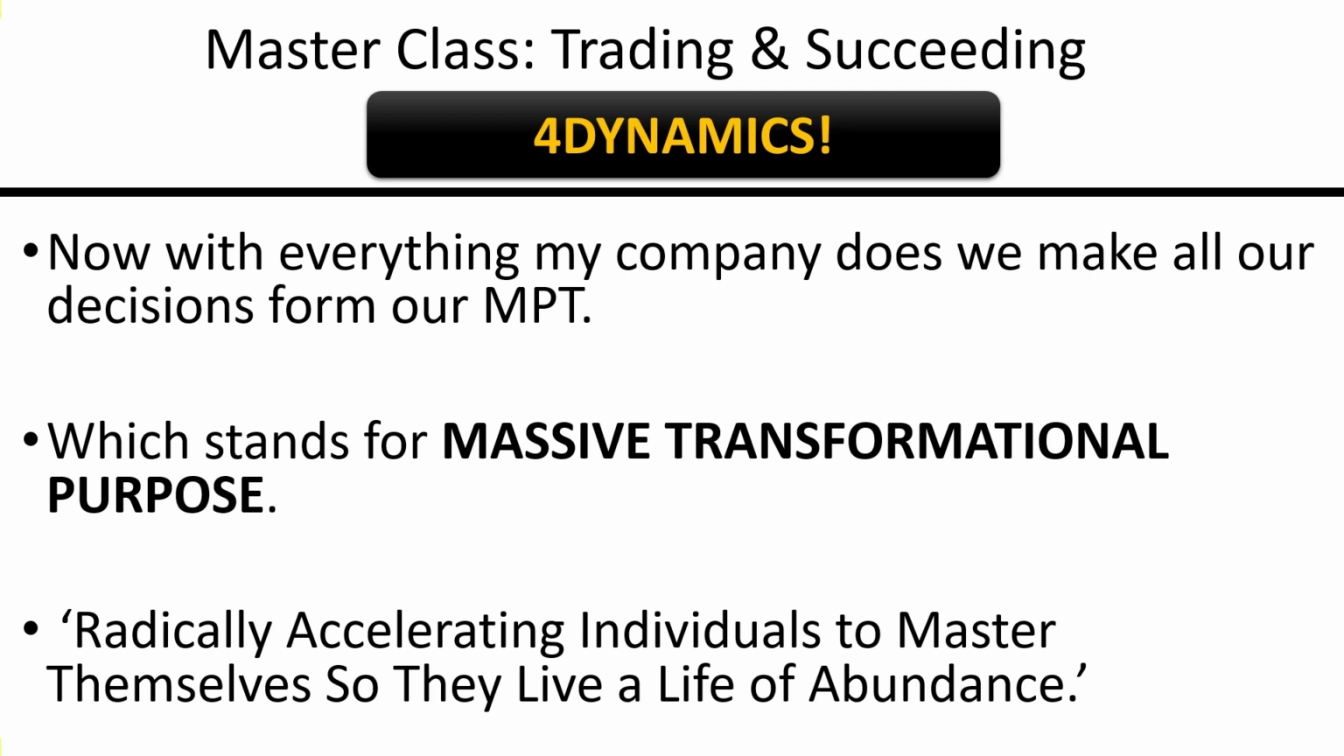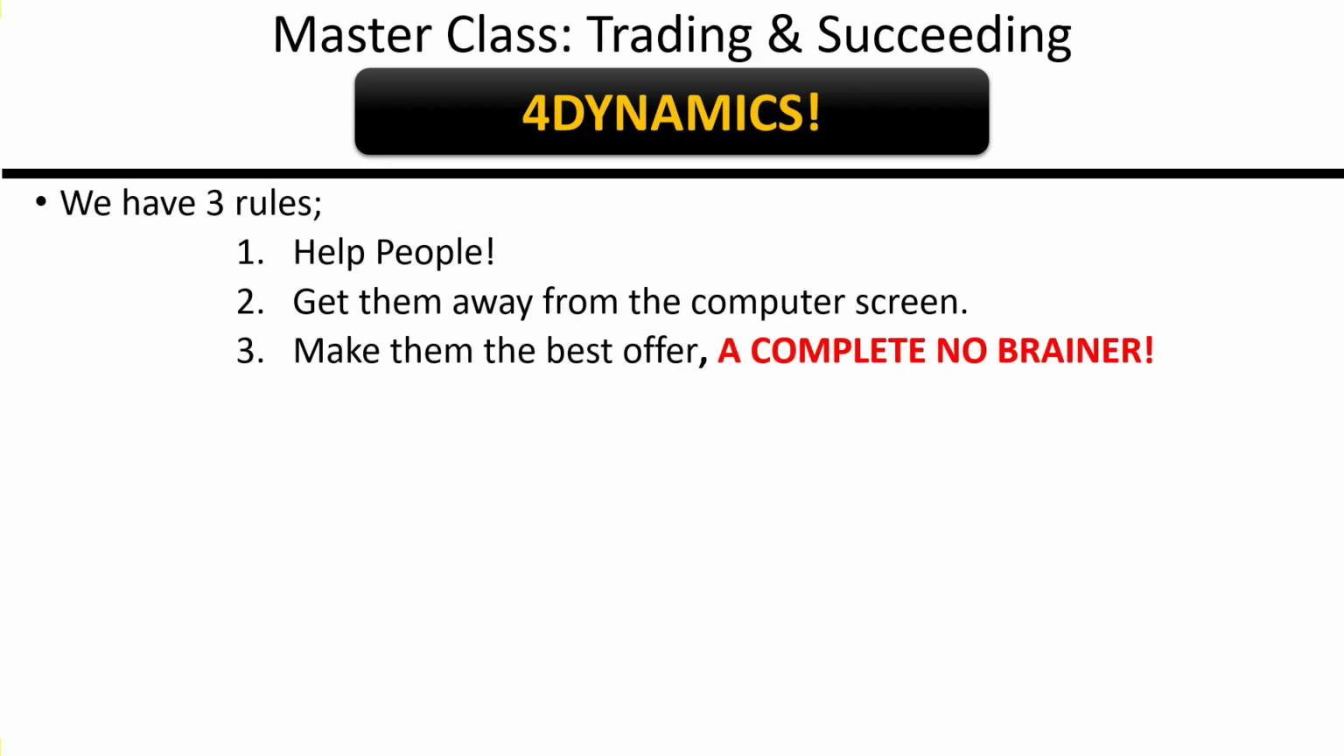If I can't work with someone to radically accelerate that individual to master themselves so they can live a life of abundance, I'm not going to do it. If my contribution doesn't do that, I'm not going to do it. If my relationships don't do that, I'm not going to. If my business doesn't do that, I'm not going to do it. So we make all our decisions based off of that. And we have 3 rules. The first one is we help people. Yeah, in trading we help people.